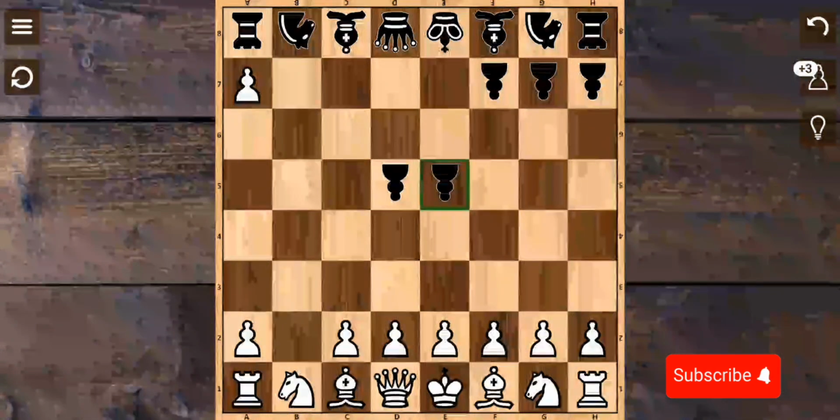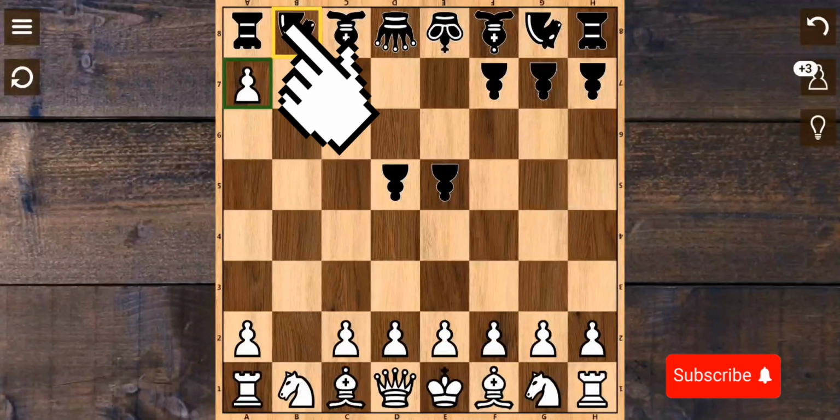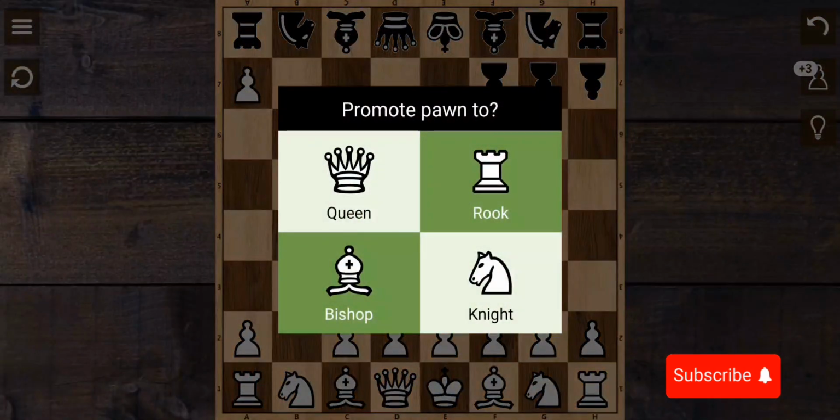Pawns get promoted when they reach the end of the board on the opponent's side. You can opt to promote the pawn to a queen, a rook, a bishop, or a knight.